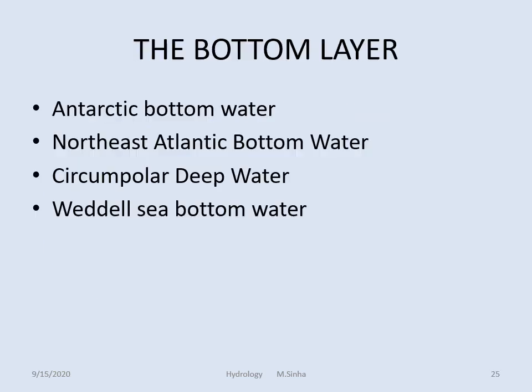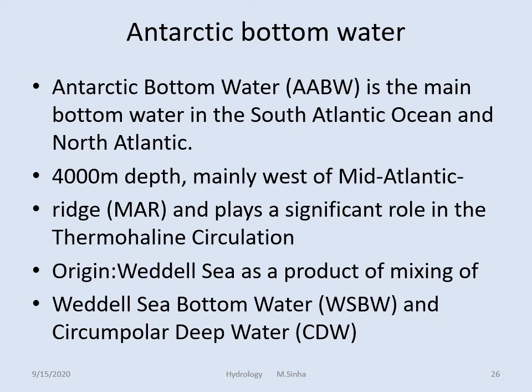Okay, now come to the types of bottom layer of water masses, that is Antarctic bottom water, Northeast Atlantic bottom water, Circumpolar deep water, Weddell Sea bottom water. Weddell is the name of a place in the Southern Sea. Okay, now come to the Antarctic bottom water.